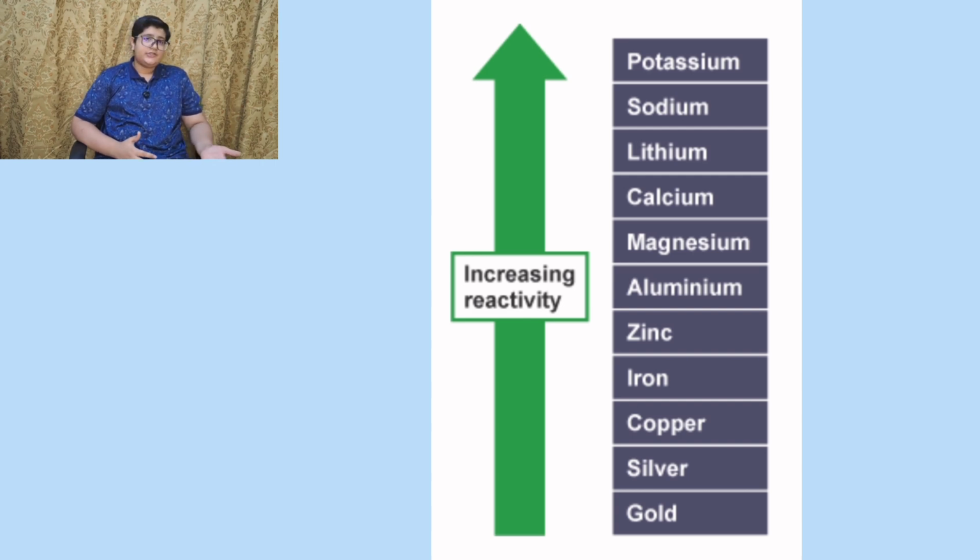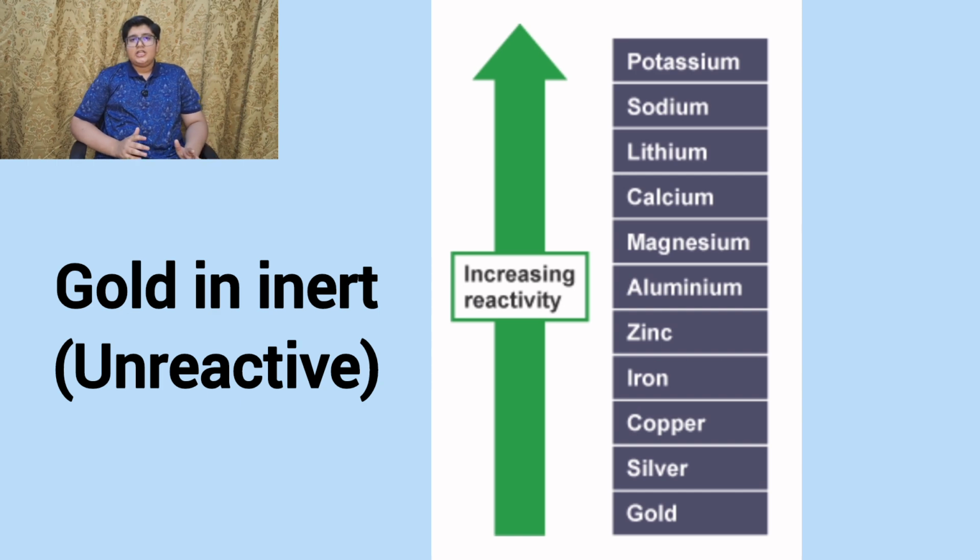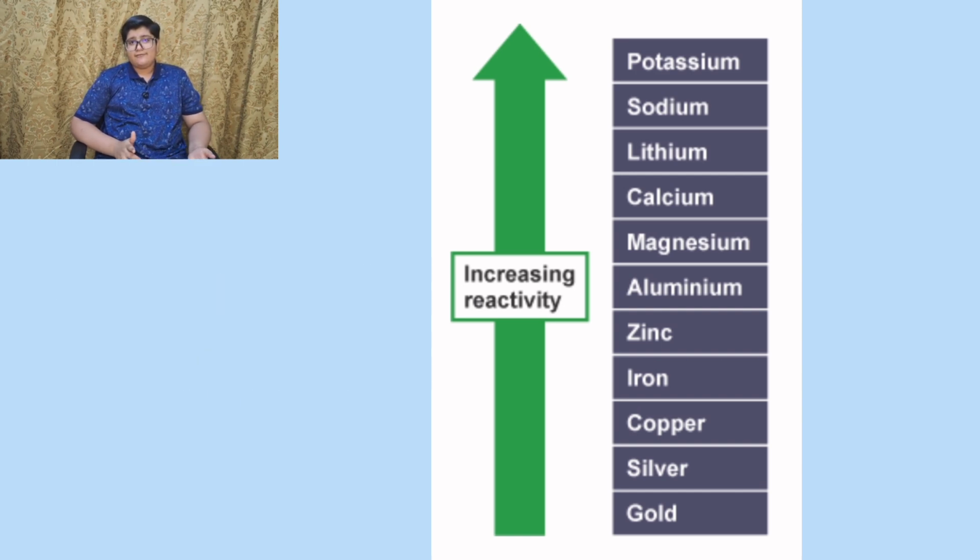As I also told you earlier, gold doesn't react with either water or oxygen. That's why gold is at the bottom, and potassium reacts with water and also oxygen. That's why potassium is at the top of the reactivity series. You should memorize the reactivity series. This was all about the reactions of metals with water, oxygen and dilute acids and the reactivity series.